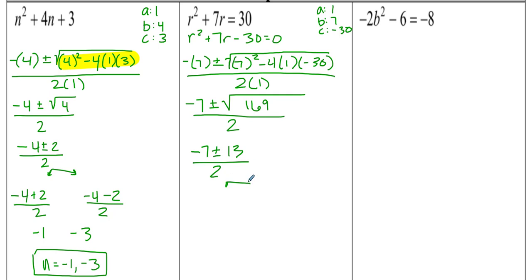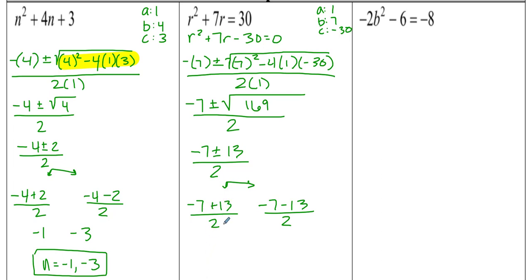And then I want to make sure I get both answers here, so I'm going to do negative 7 plus the 13 all over 2. And then I'm also going to do negative 7 minus the 13. So make sure that you're writing these out twice.